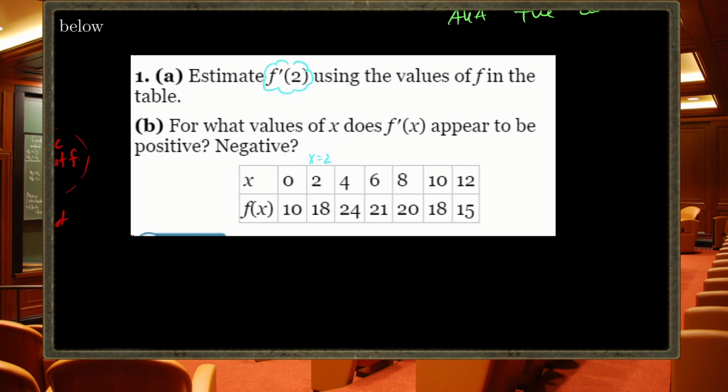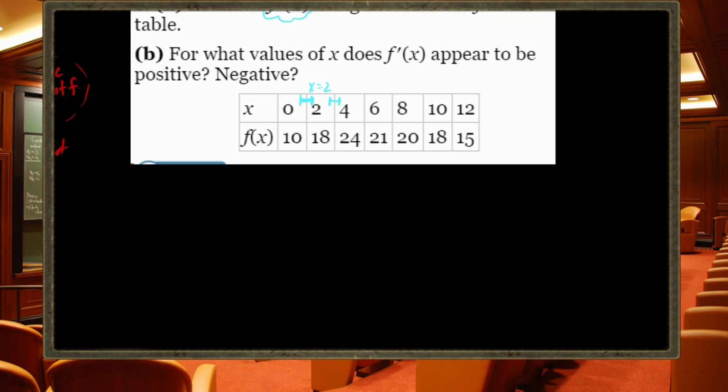Estimate f prime given these values of f. Well, what is f prime? f prime is the instantaneous rate of change of f at x equals 2. So we can't really get exact here, but we can get pretty close. And our best guess would be maybe we measure the average rate of change here, and the average rate of change here. And that would give us a good picture of what's happening before and after x equals 2.